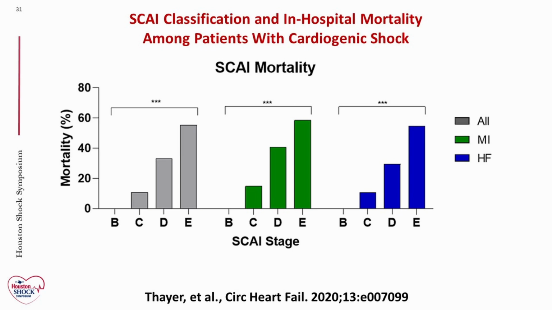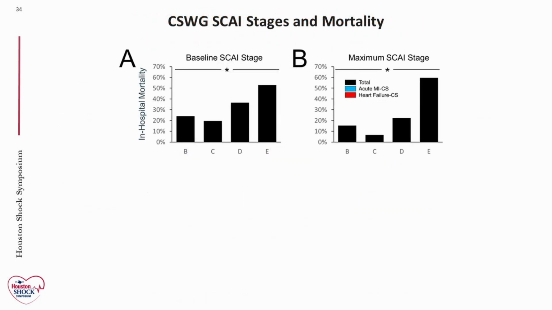This is now another way of phenotyping shock, through the SCAI stages. And you see here that clearly there's a relationship between both baseline and maximal SCAI stages and in-hospital mortality. And again here, when we break this down by AMI shock and heart failure shock, you see, especially in the SCAI D and E, that there's a big difference.